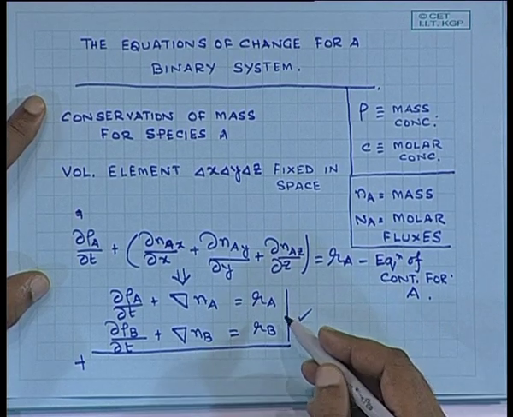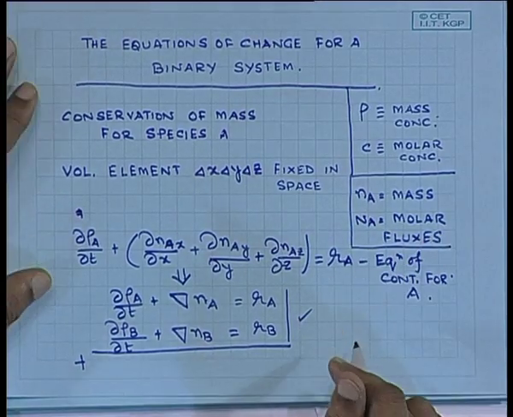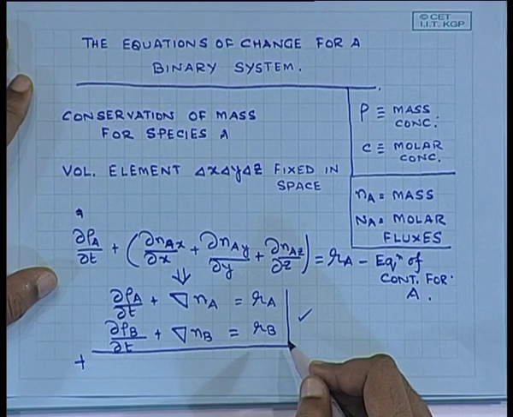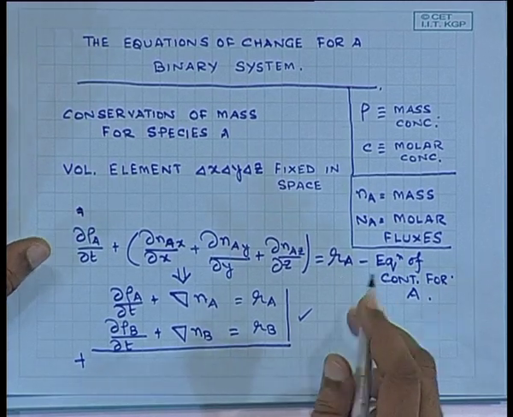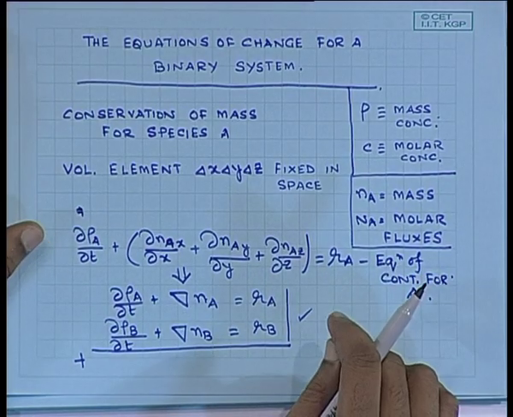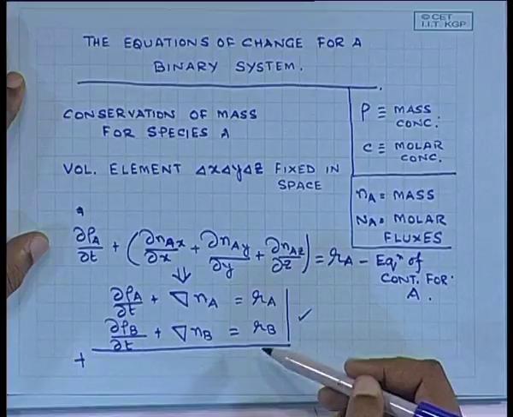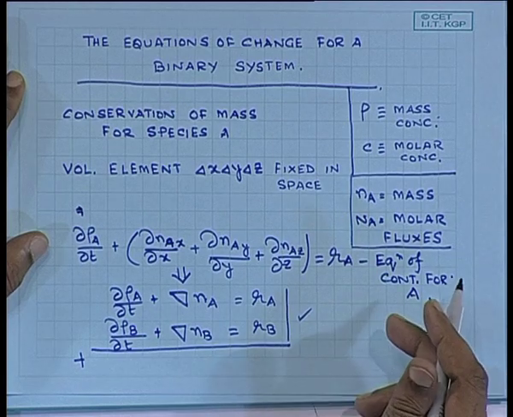What is the significance of R A? Mass of A produced. Significance of R B? Mass of B produced or destroyed? Consumed. Okay. So, it is a binary system, so there is nothing else. So, to produce A, you have to consume B. Let us say it is B producing A. So, if we express it in mass terms, what is R A plus R B then?